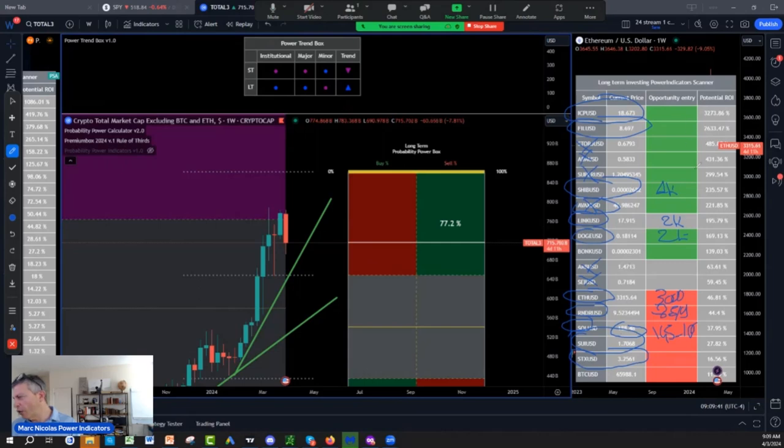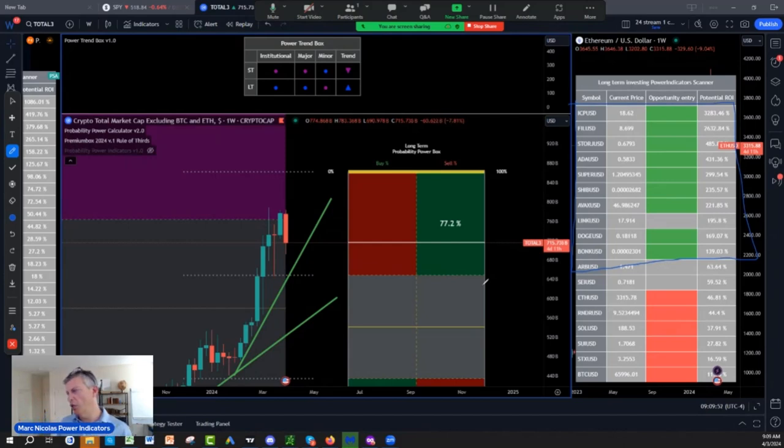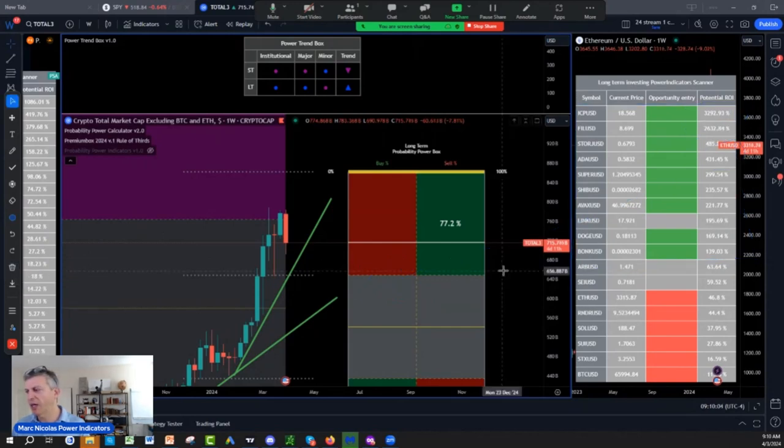So you look at the screener, but what I like to do with the screener is look at the top green opportunities, because those are the highest return on investment potential. And then I cross-check with the Probability Power indicator for exact entry and exact exit. Okay.